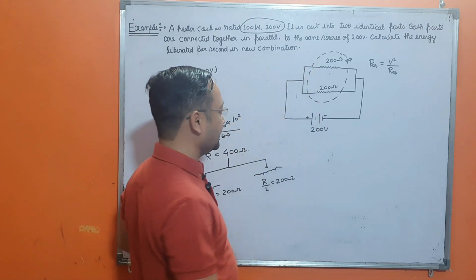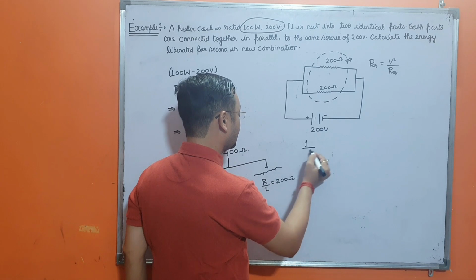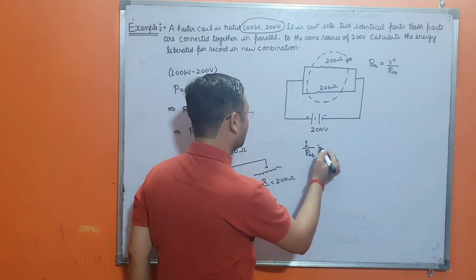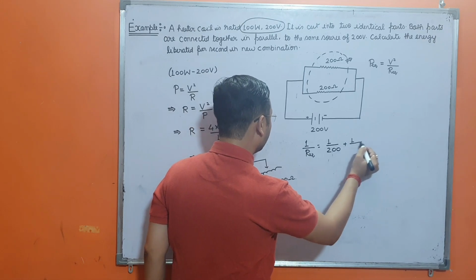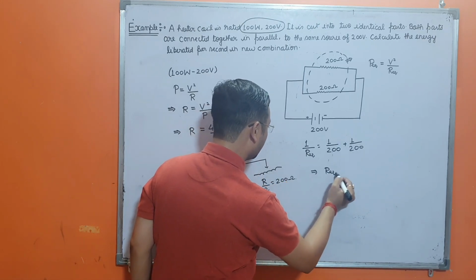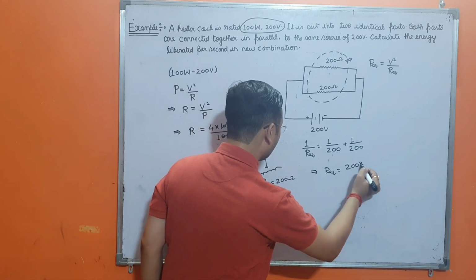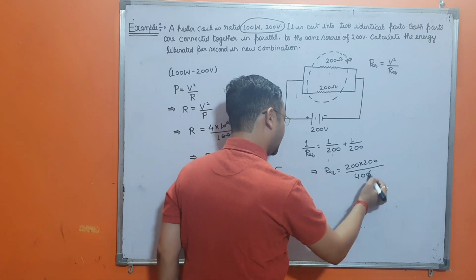These two resistors are connected in parallel, so the equivalent for the parallel combination is used here: 1 upon R equivalent equals 1 upon 200 plus 1 upon 200. This implies that R equivalent equals 200 into 200 divided by 200 plus 200, that is 100 ohm.